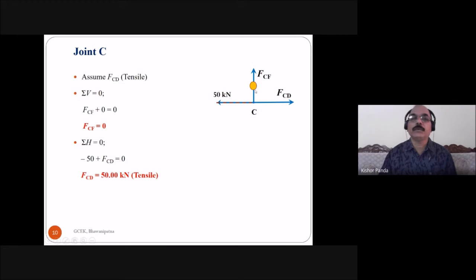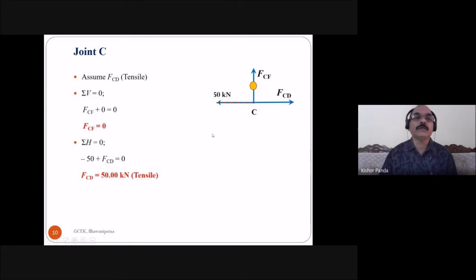The value of this force is equal to 0. Then you take the summation of horizontal forces at C equal to 0. This is FCD, arrow mark to the right side, and this is 50 kilonewton, arrow mark to the left side. So FCD minus 50 is equal to 0. Then FCD is equal to 50 kilonewton tensile. Here you got the positive value, and the assumed direction of force is okay. So FCD is equal to 50 kilonewton tensile.